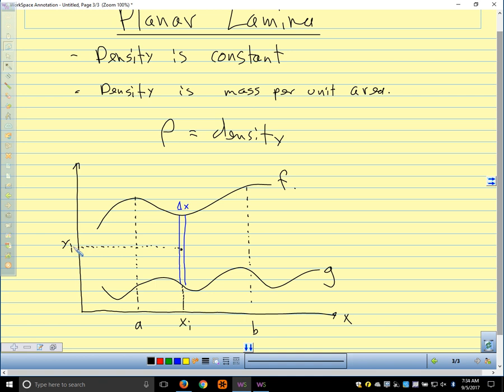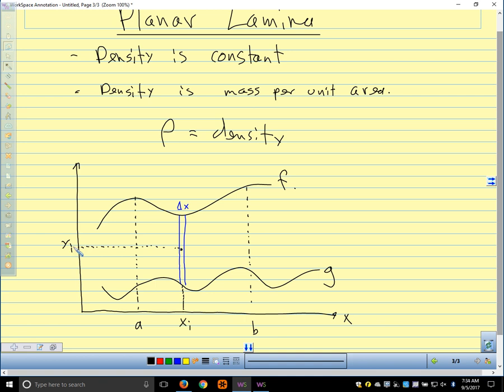Does it matter that it's not a perfect rectangle? Not like the ends? Here? Yeah. We're saying it's small enough, we can make that delta x small enough that it's essentially a rectangle. That's what we do in calculus.